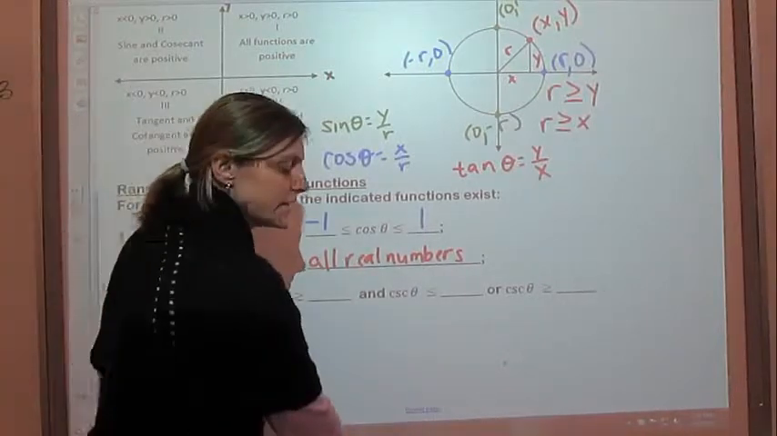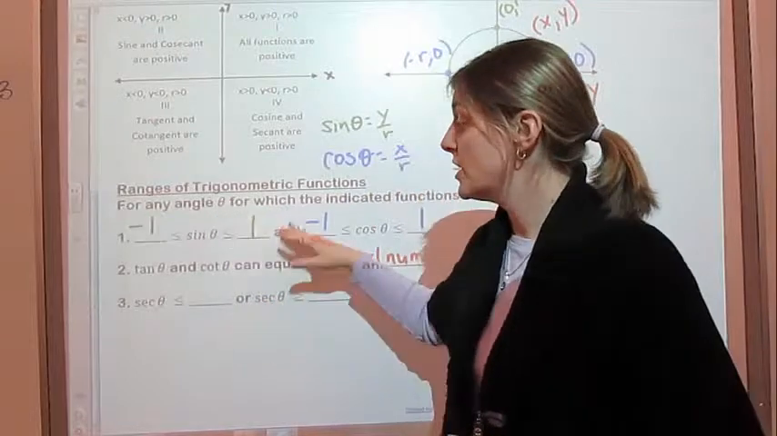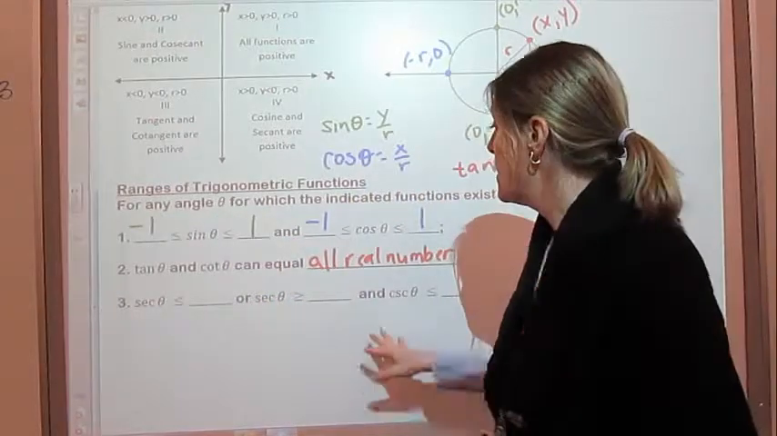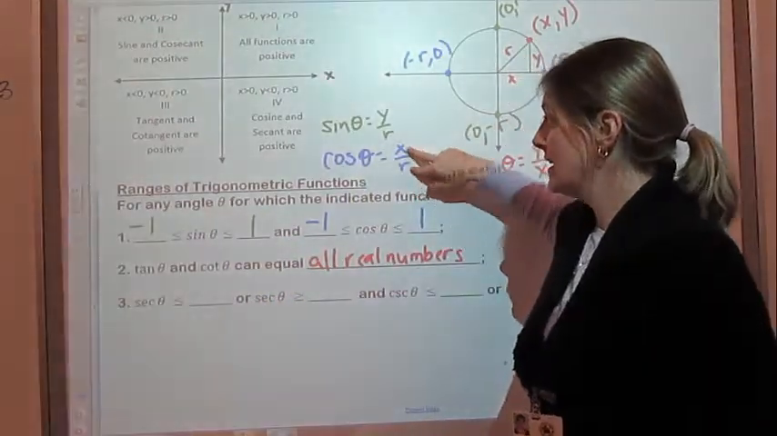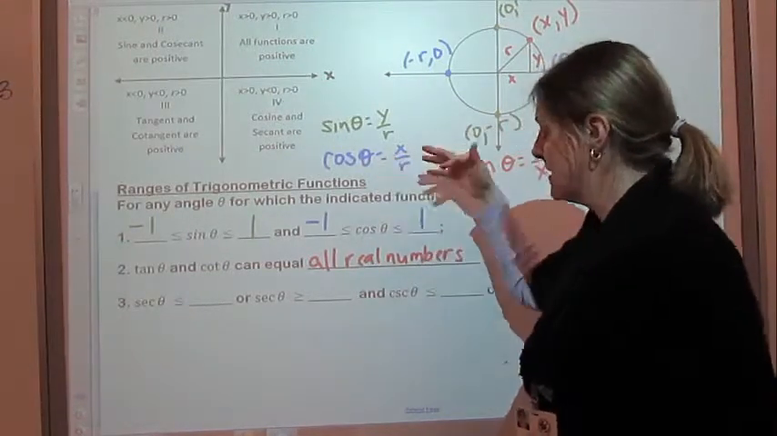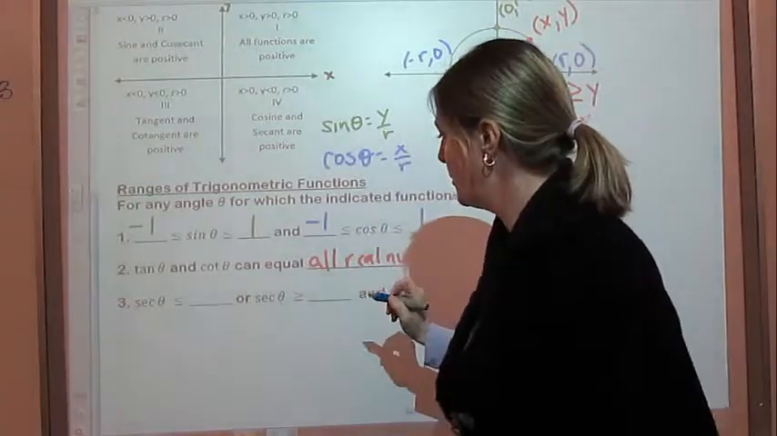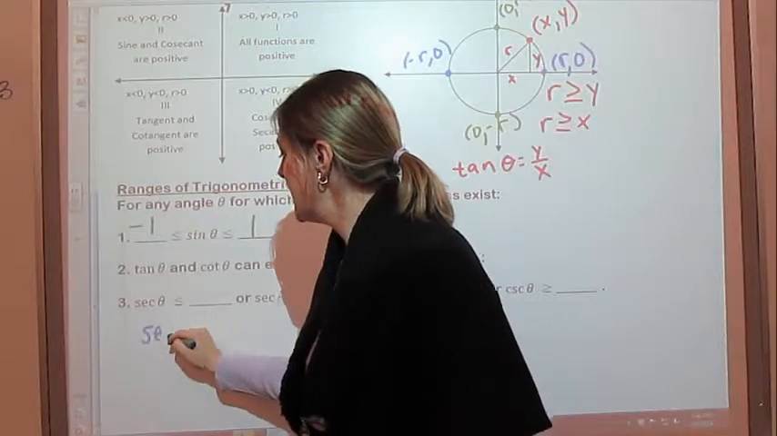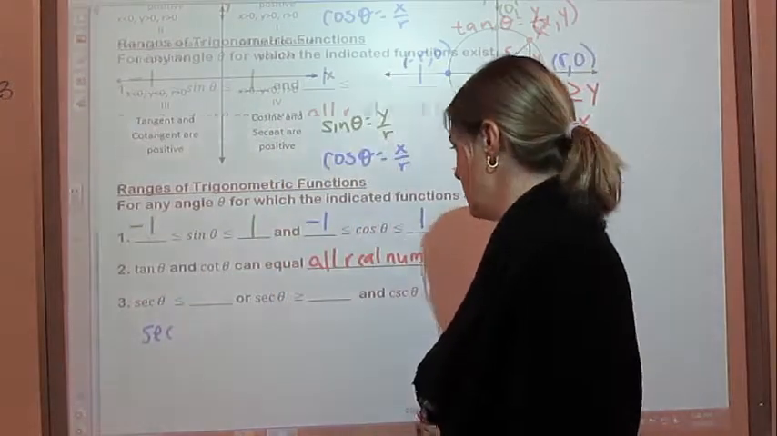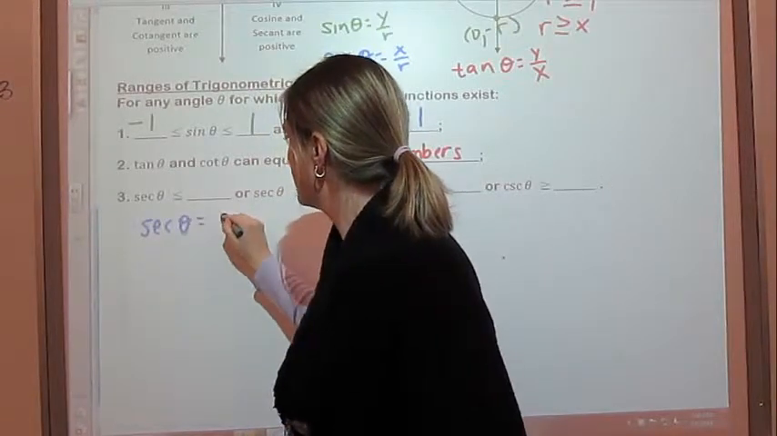All right, and now let's take a look at the secant and the cosecant and their relationship to these other values. All right, well, if cosine is x over r, then remember your secant is r over x. So we'll put secant over here. So secant theta is r over x.